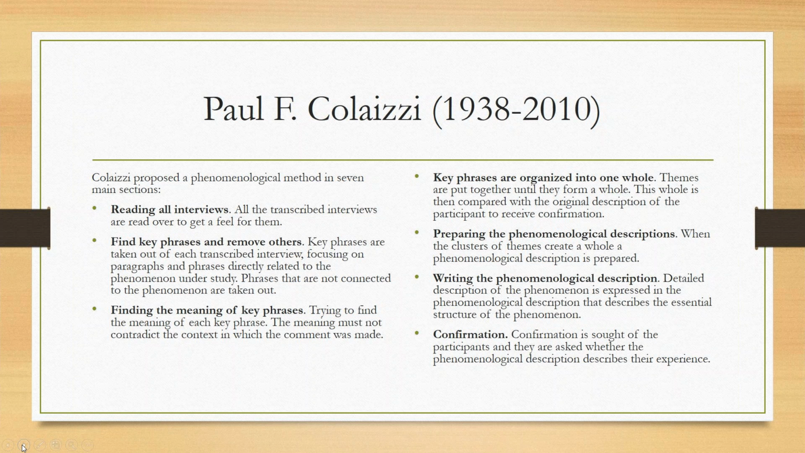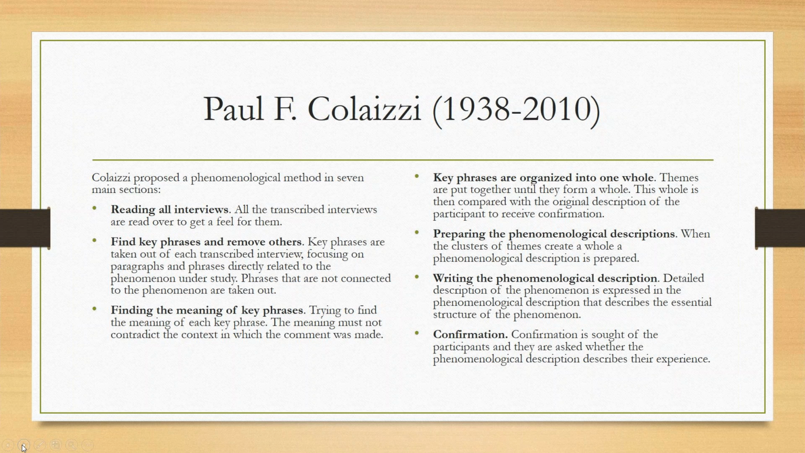The last school I want to mention is by Paul Colaizzi. He proposed a phenomenological method in 7 main sections. He was a psychologist. And the first one is reading all interviews. Second, find key phrases and remove others. Third, finding the meaning of key phrases. And then fourth, key phrases are organized into one whole. And fifth, preparing the phenomenological description.